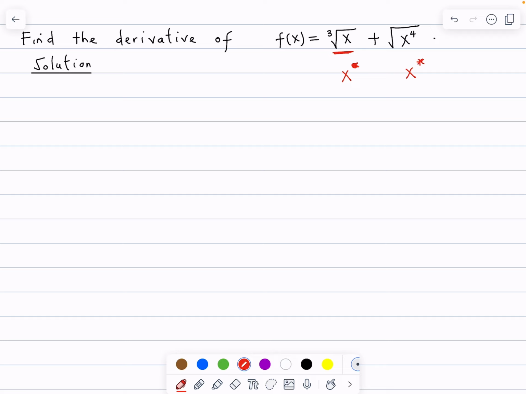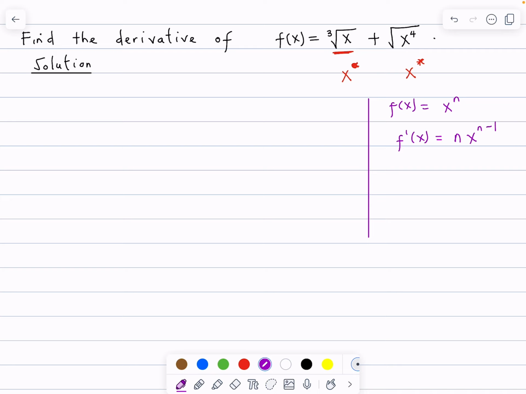So what I'm going to do is just, by the side, do a quick recap of the power rule. If I have f of x equal to x to the power of n, my f prime of x, the derivative, is just going to be n x to the power of n minus 1. So I'm just going to bring the power down, and then subtract 1 from the power. So that's the recap.